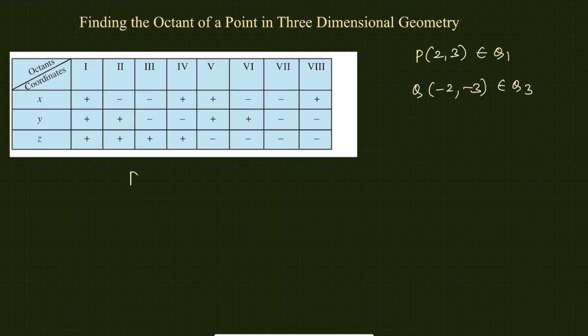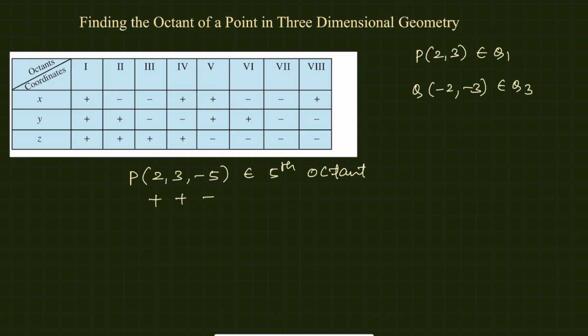So now consider P of 2, 3, -5. Now we have to name the octant of this point. Here you observe the coordinates of the point P are 2, 3, -5. As x is positive, y is positive, and z is negative, it is possible in the fifth octant. So the point P belongs to the fifth octant.